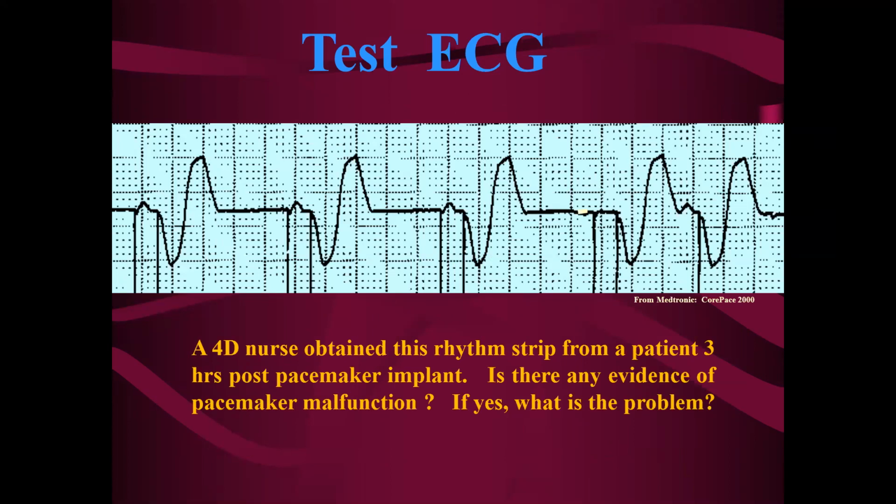What type of mode is it, I guess? It is dual chamber. Good, excellent. DDI or DDD? DDD. And why do we say DDD? Because atrium and ventricle both are paced and it is sensed also.